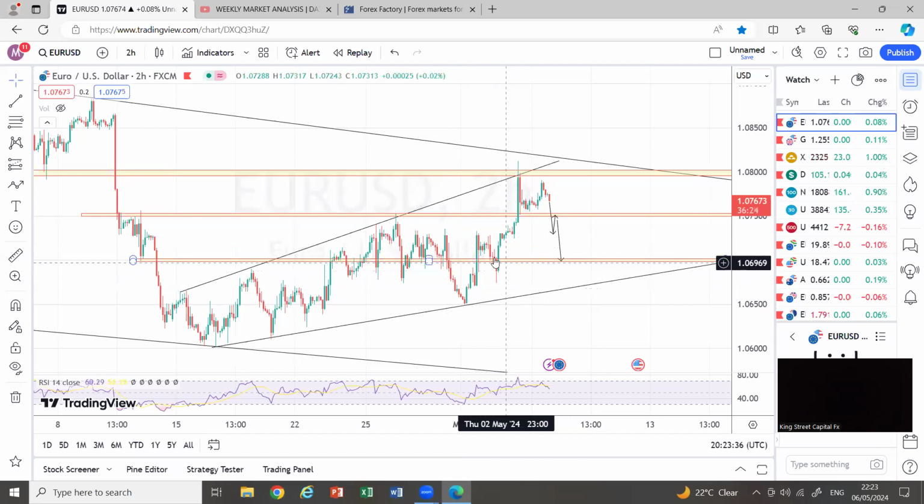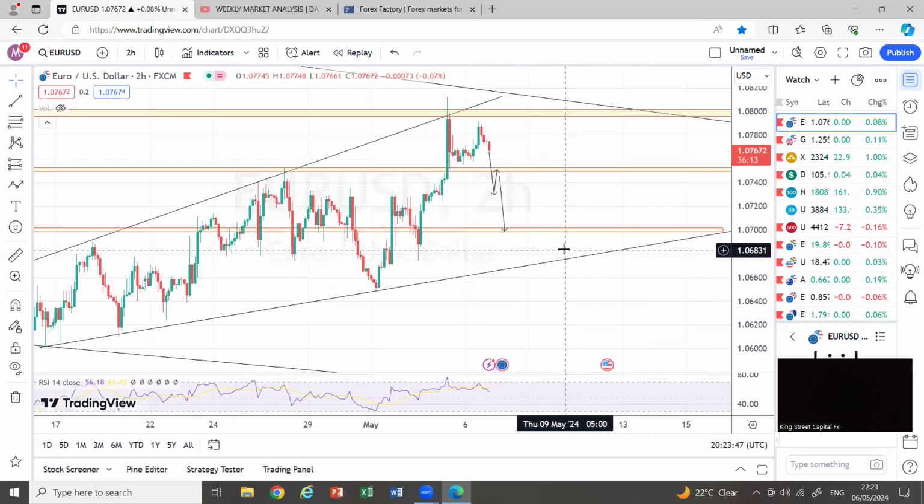I'm really comfortable on this. I'm already in sell positions, looking for price to come to 1.07 thousand to the downside.